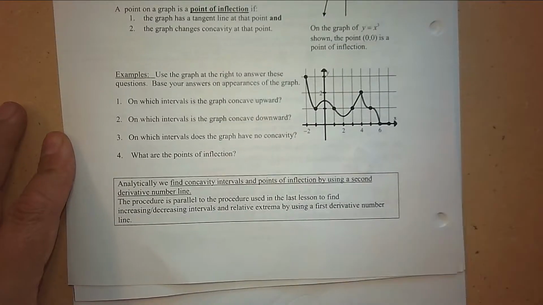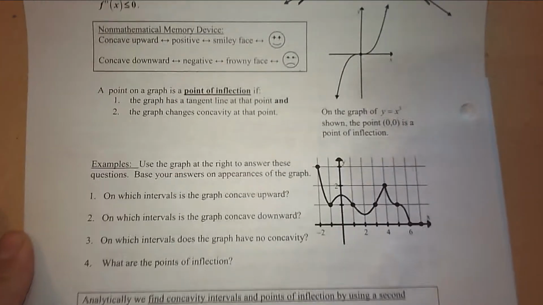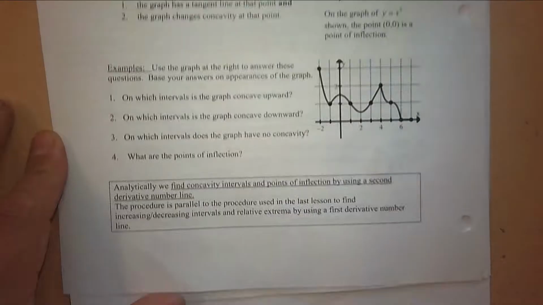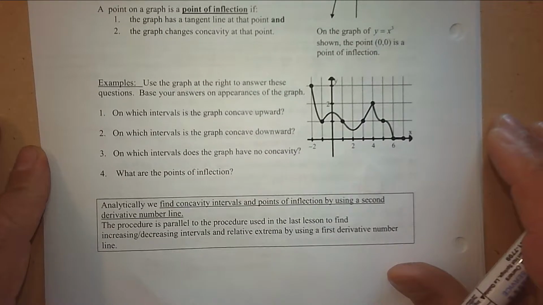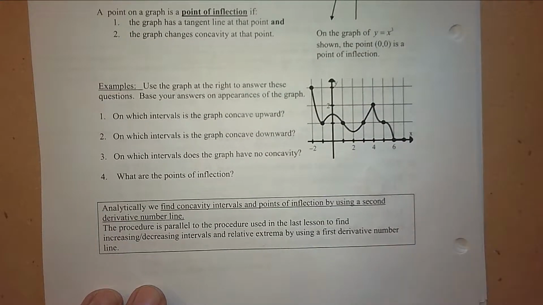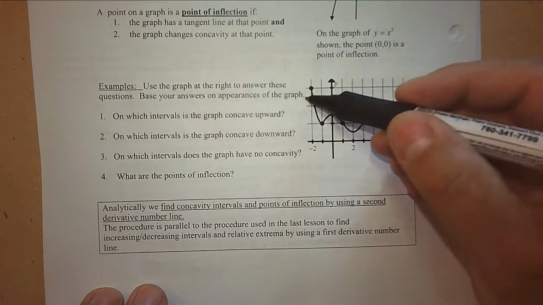Number 1. It says, use the graph at the right to answer these questions. Base your answers on the appearance of the graph. On which intervals is the graph concave up? So look at it and see where it is smiling at you. And I'll write it down if you're right. Can you tell me one interval where it's concave up? What is it? Negative 2 to 0 is wrong.